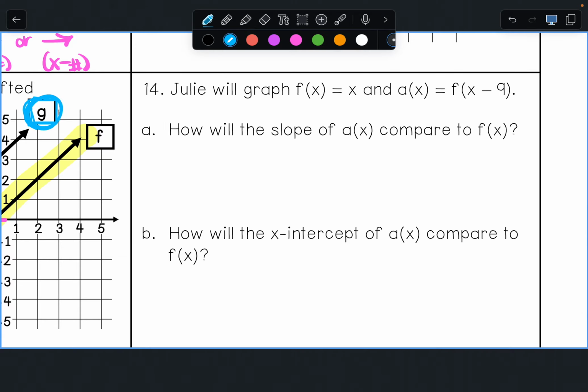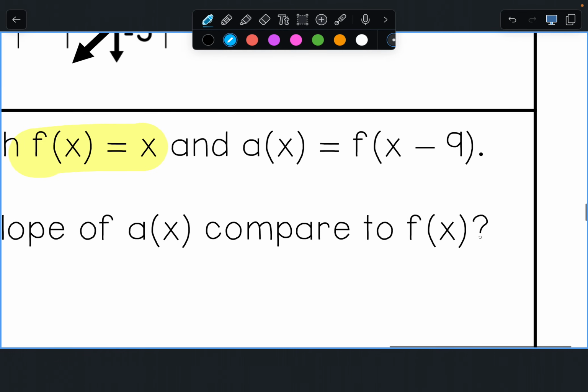We want to compare the parent function, f of x equals x, to the new one. Now, the new one is written the confusing way, function notation. So let's switch it back. h of x switches back to y equals, and when we go back to y equals form, what do we do with the f? Just get rid of it. Get rid of that junk. Okay?